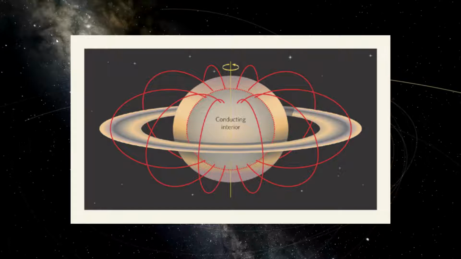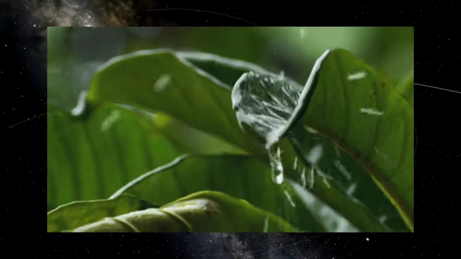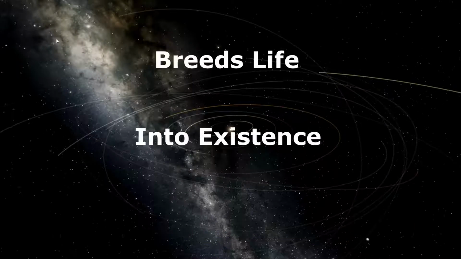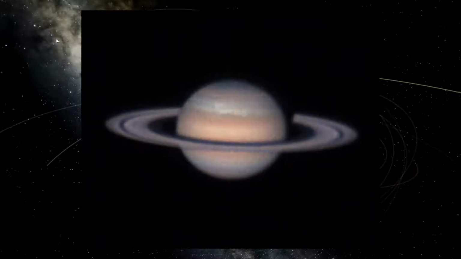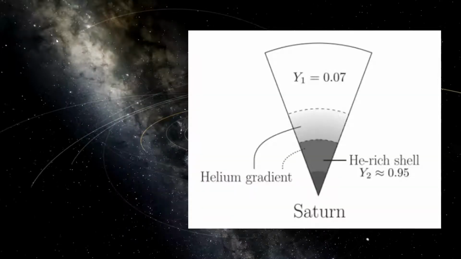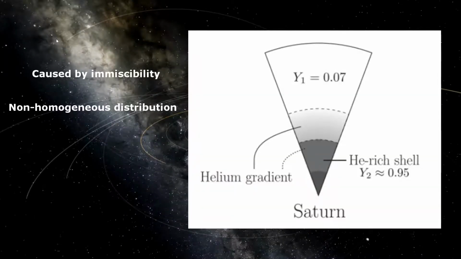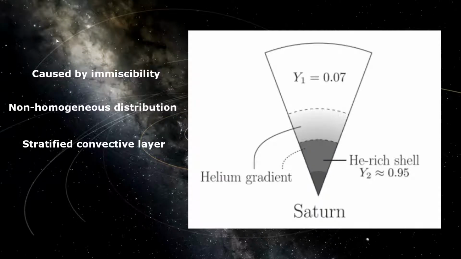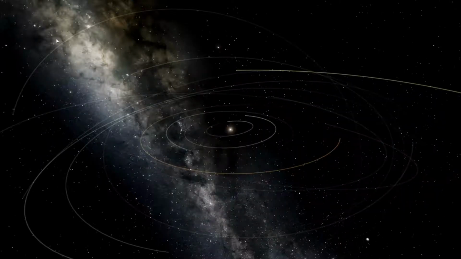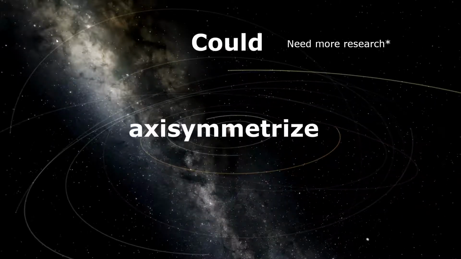interior structures of Saturn. Rain, a very important natural process of water recycling, which brings life into existence on Earth. On Saturn, rain is made out of helium. This phenomenon is a result of immiscibility, which creates a non-homogeneous distribution where most of the helium is located deeper into the planet. This creates a stratified collective layer atop of the planet's core, and a helium layer of 0.1 to 0.52 radius could axisymmetrize the magnetic field.